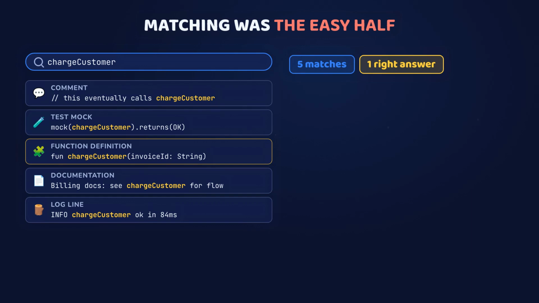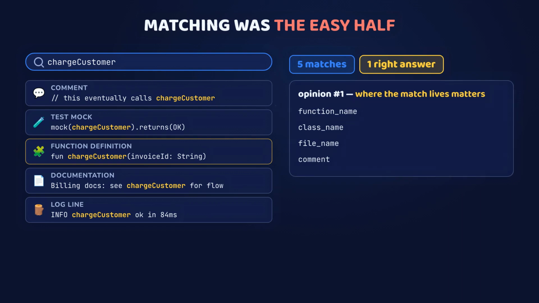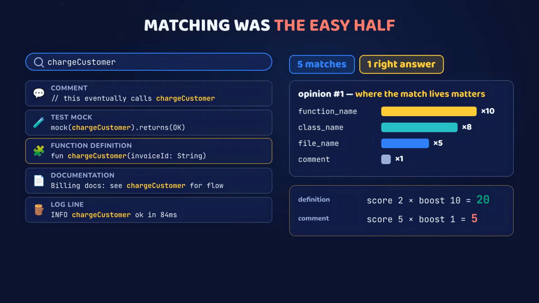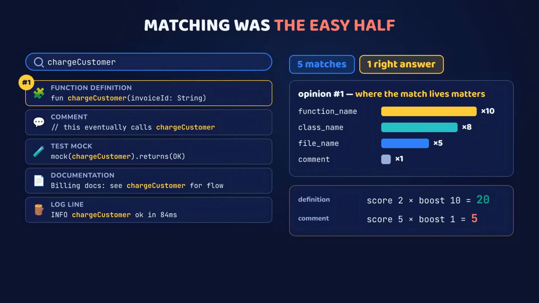And ranking is where a search engine encodes opinions. Opinion 1, where the match happened matters. A hit in a function name might count 10 times. A class name, 8. A file name, 5. A comment, 1. Run the numbers. A result with a modest text score of 2, but in a function name, scores 20. A result with a juicy score of 5, sitting in a comment, scores 5. The definition wins, exactly as a developer would want.